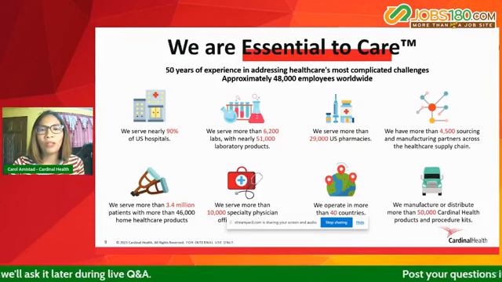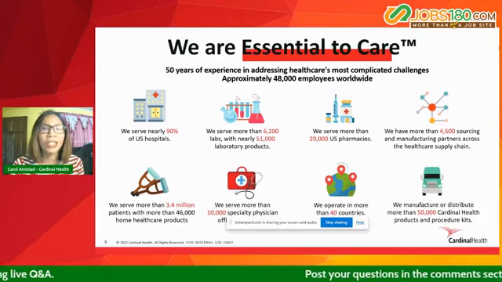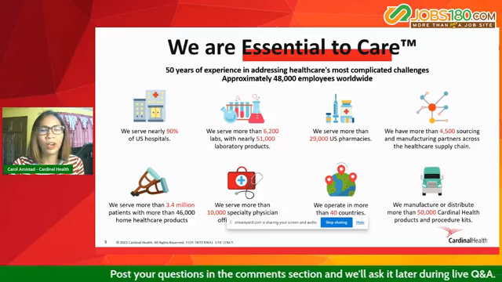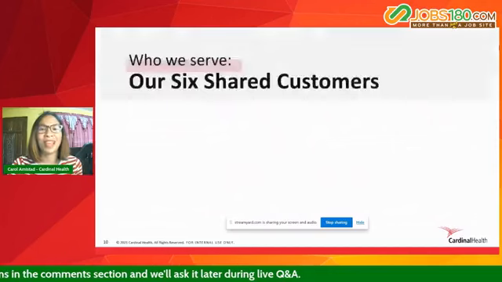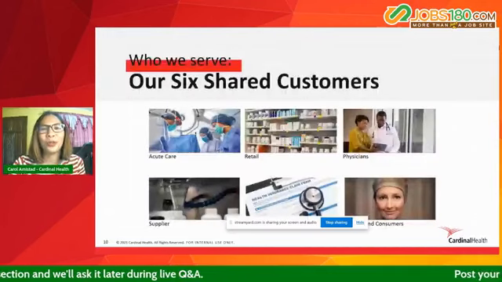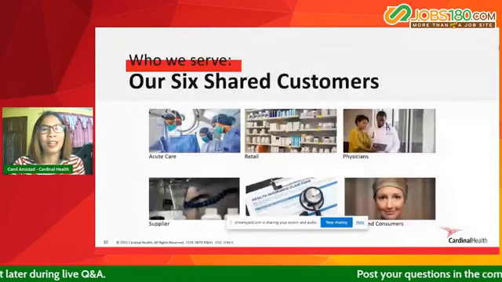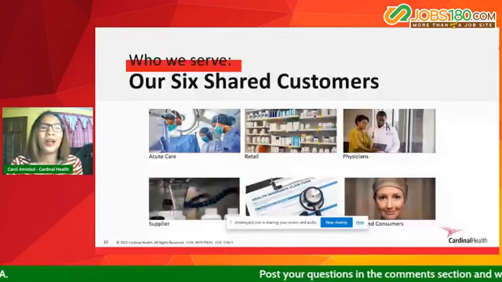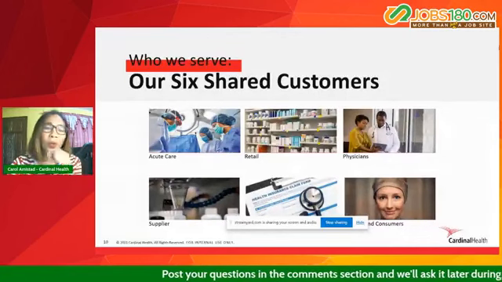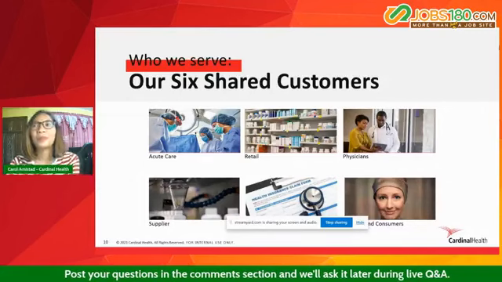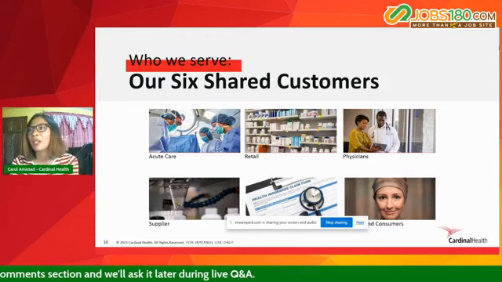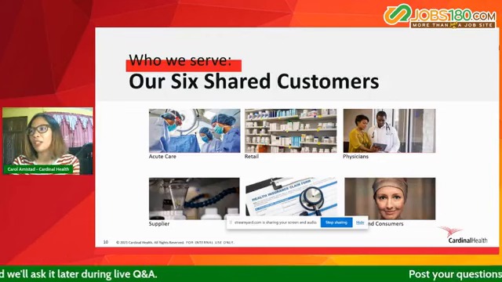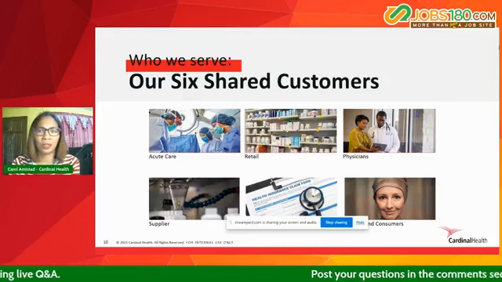We also operate in more than 40 countries, and we manufacture or distribute more than 50,000 Cardinal Health product and procedure kits. Sobrang daming, di ba, facts and figures, but I hope that gives you an understanding of how big Cardinal Health is. So, who are the customers of Cardinal Health? We have acute care, retail, physician, supplier, payers, and of course, our consumers.